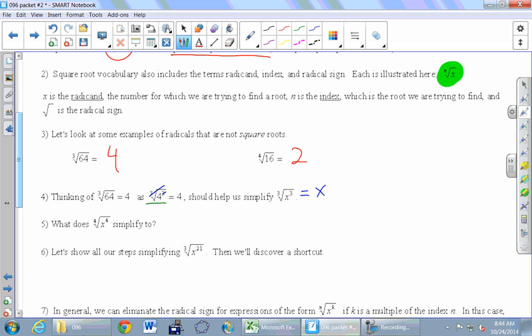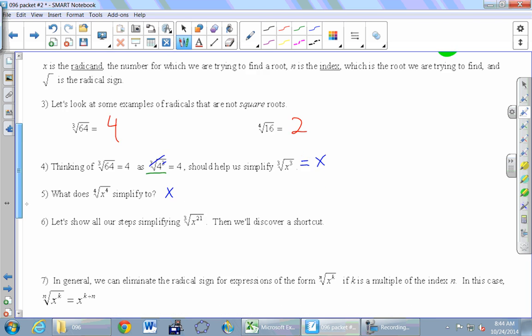And then the same idea in number 5, the 4th root of x to the 4th. 4th root and 4th power are opposites. They cancel each other. So what is that equal to? Just plain x, right? So if that index, that little tiny number in the front, exactly matches the power, then they're undoing each other, and you just get the thing that was underneath there to start with, just plain x.